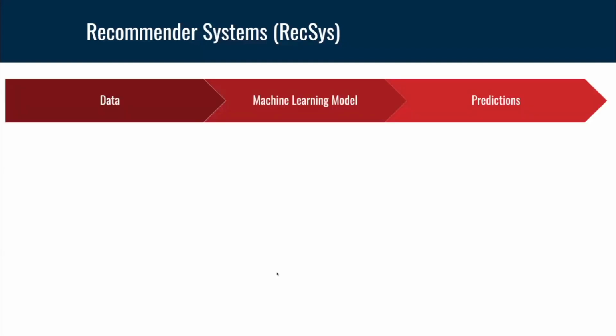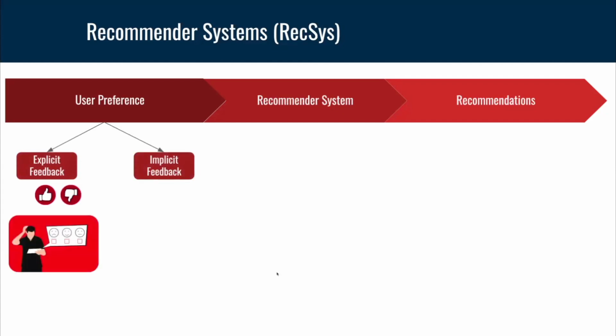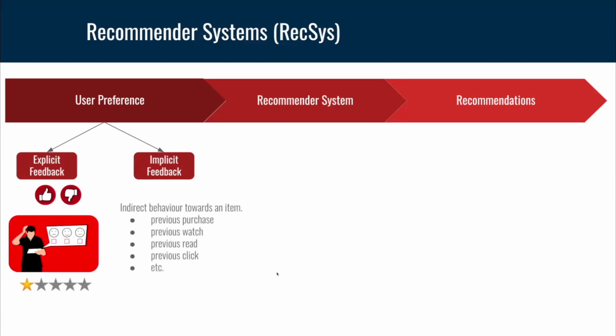If we look at how they work from the classical machine learning approach, we have data, and we have machine learning models that use these inputs and then try to make some predictions. In the case of recommender systems, the data is basically user preferences. So you have explicit feedback or implicit feedback. For example, if you like something, or if you don't like it, or if you give a star rating. An implicit way of collecting this is based on your interactions indirectly. For example, if you purchased something in the past, or watched a certain movie, or read a book, this kind of information can be used.